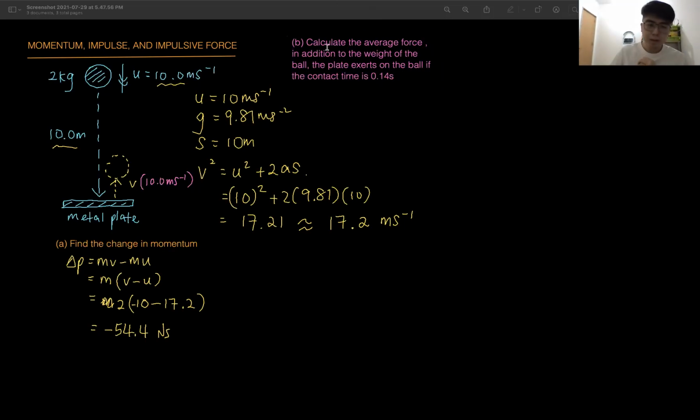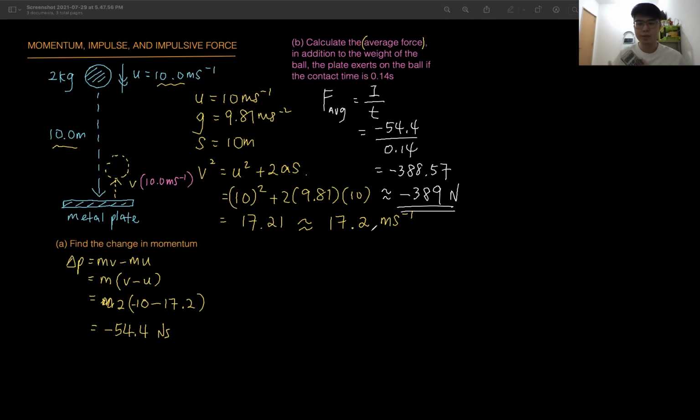Calculate the average force in addition to the weight the plate exerts on the ball if the contact time is 0.14. Okay, so that means we want to calculate the impulsive force. Impulsive force, F average, equals impulse divided by the time. So negative 54.4 divided by 0.14. So we get negative 388.57. To three significant figures, negative 389 Newton. This is the force.